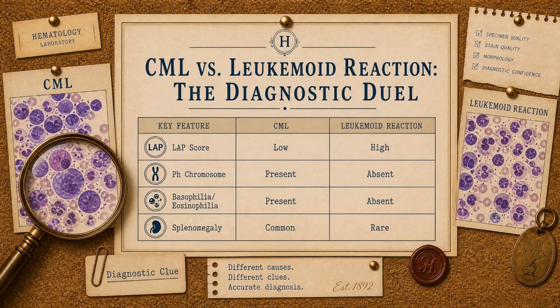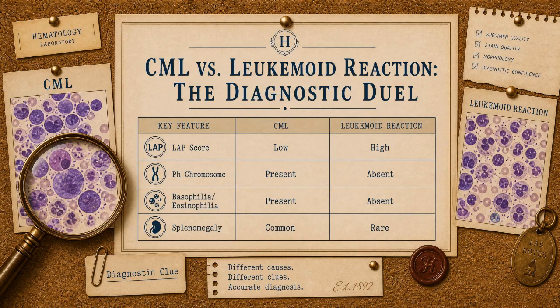And of course, our good friend, the LAP score. This is one of the most powerful discriminators. A markedly decreased LAP score is highly suggestive of CML, while a markedly increased LAP score points towards a leukemoid reaction. It's like a cellular litmus test. Finally, the definitive test, the BCR-ABL1 gene. It's present in CML and absent in a leukemoid reaction. This molecular test is the gold standard for confirming CML. So, while your morphological observations and LAP score can strongly suggest CML, the molecular confirmation is what seals the deal.